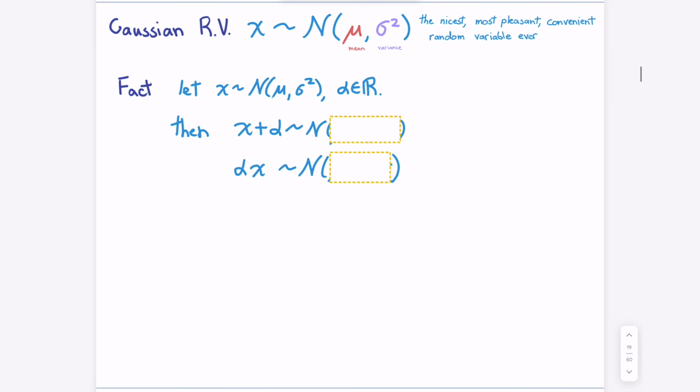For example, suppose I have something normal with a fixed mean and a fixed variance, and suppose I add a constant alpha. You will get another Gaussian, but the parameters change. How do the parameters change? If I add a constant, the mean shifts. You just slide things over. Maybe that's not so surprising.